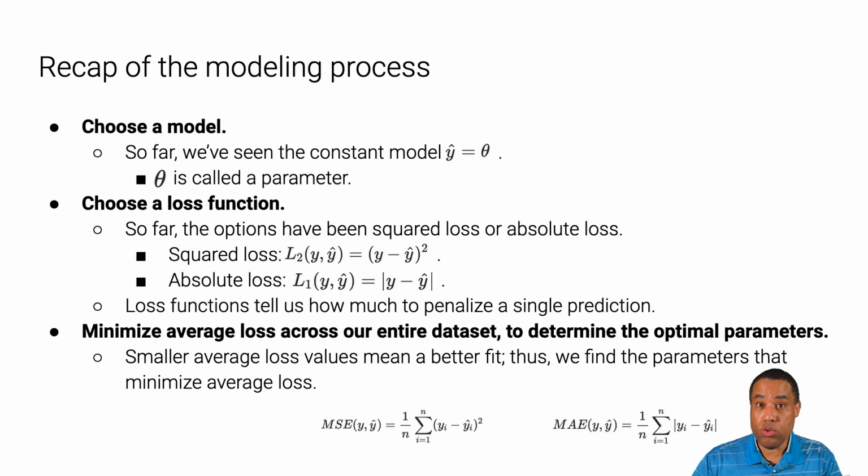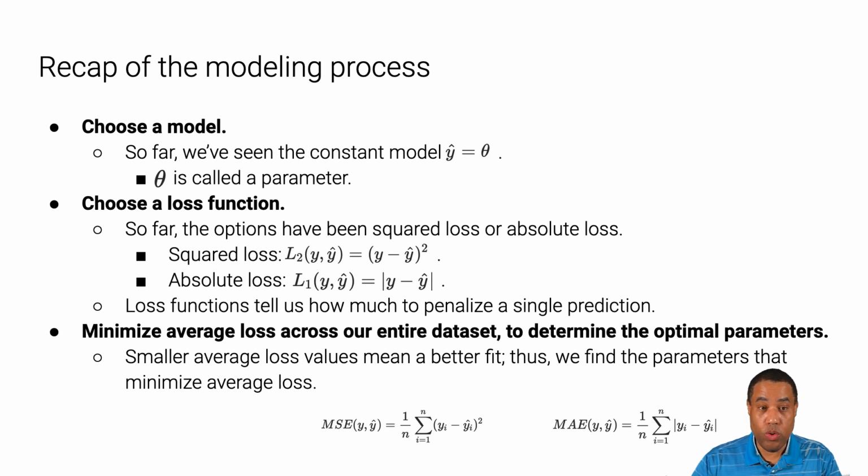So we have two different examples. We have the mean squared error function, and we have the mean absolute error function. In the case of the mean squared error function, we're simply taking our squared loss function, applying it to all values in our data set and their predictions, and taking the average of that.